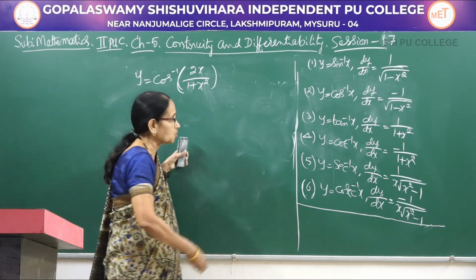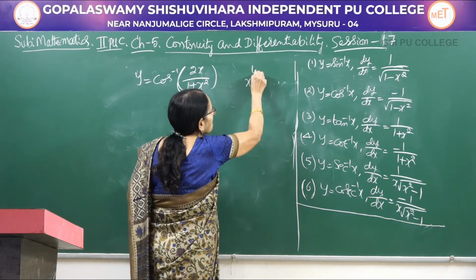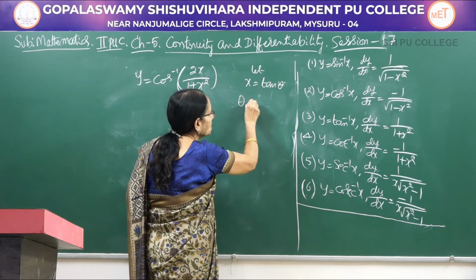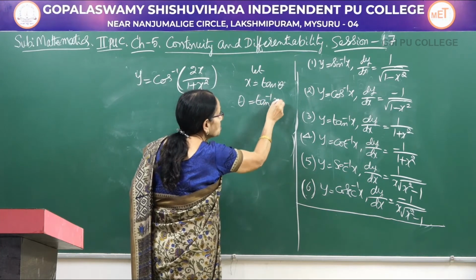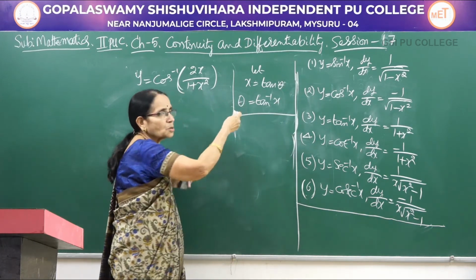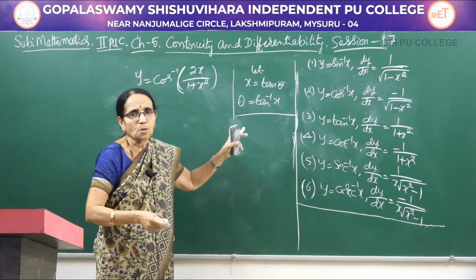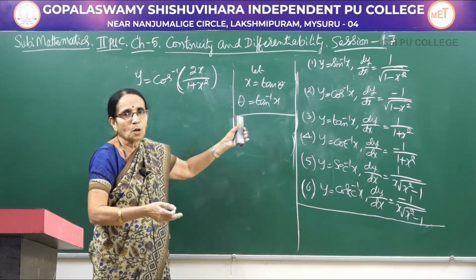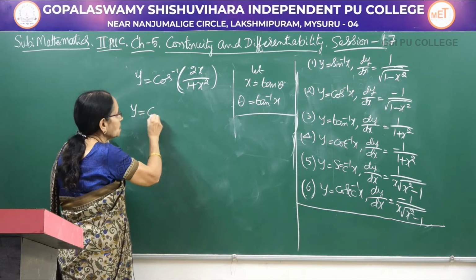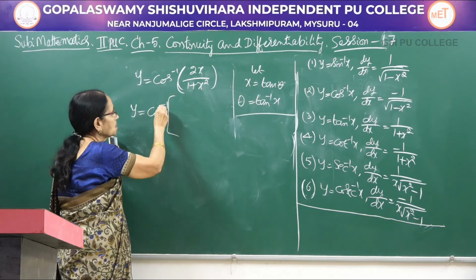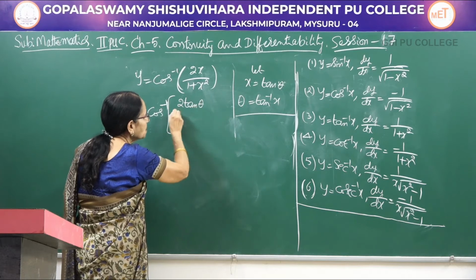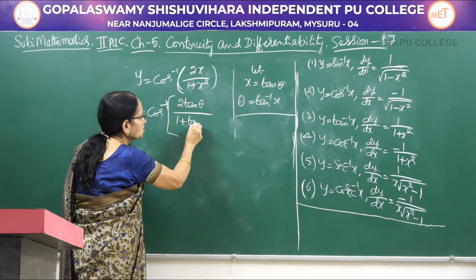Since I am having 1 plus x square here, I am making the assumption that x be equal to tan theta. As soon as you make the substitution, write the value of theta in terms of x. That always you have to do. As soon as you say x equal to something, immediately write theta is equal to tan inverse x. Sin, as we did in the previous problem, sin inverse x. Now come to the function and let us see how you can do the simplification. Cos inverse of 2 tan theta divided by 1 plus tan square theta.